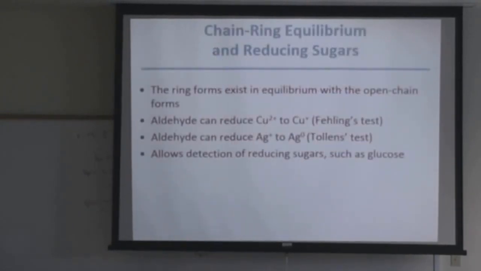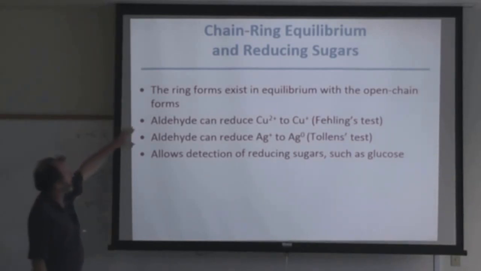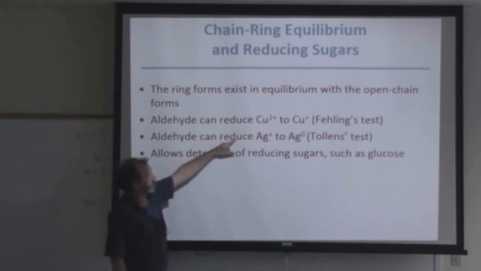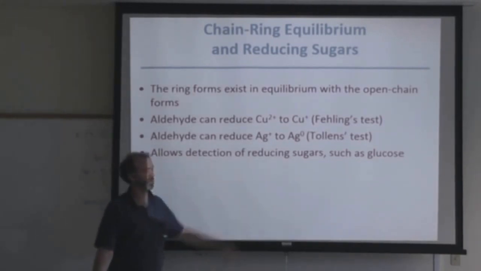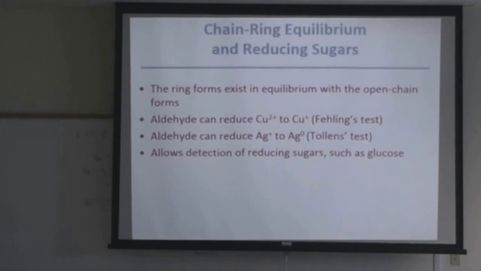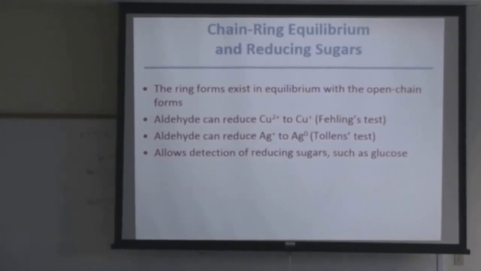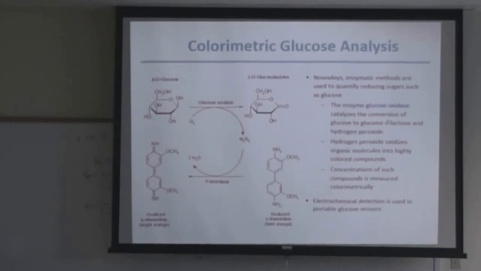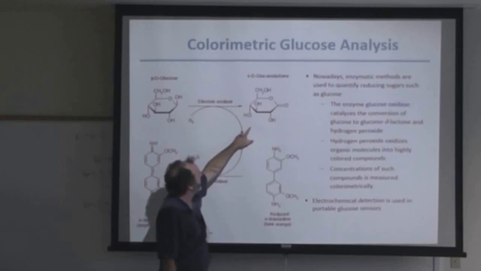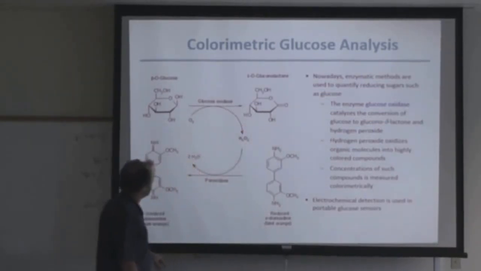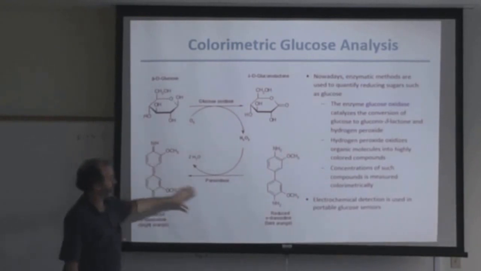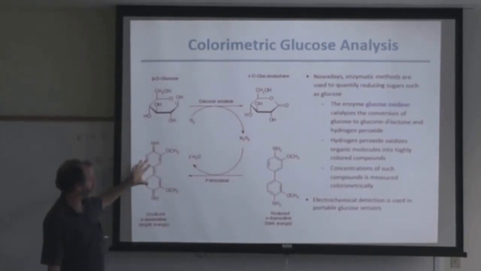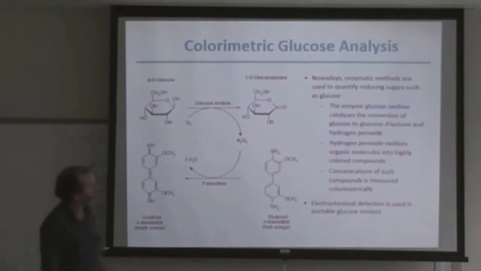So, chain-ring equilibrium, I just talked about this. The ring exists in equilibrium with the open chain forms. Aldehydes can reduce copper via Fehling's test, and aldehydes can reduce silver via Tollens' test, which allows detection of reducing sugars such as glucose. So it's the free aldehyde or free ketone that makes it a reducing sugar. These are some colorimetric glucose analyses. Glucose oxidase reacts with oxygen to produce H2O2 and gamma-D-gluconolactone, and that reacts with peroxidase to form water, and you oxidize this substrate via peroxidase, and you end up with a bright orange color that you can measure. That's how that test works.